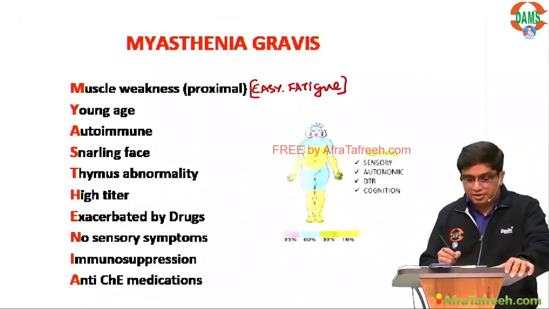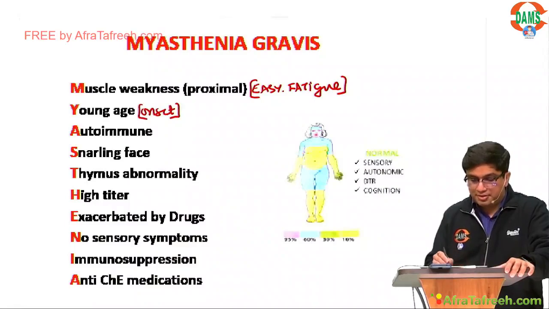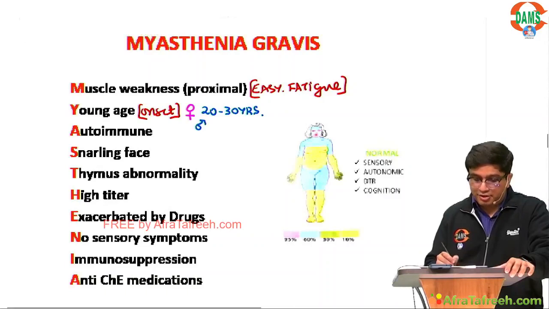Young age of onset is seen in them, generally in females. The average age of onset in females is 20 to 30 years. In males, it can occur slightly later on, in the 5th and the 6th decade.